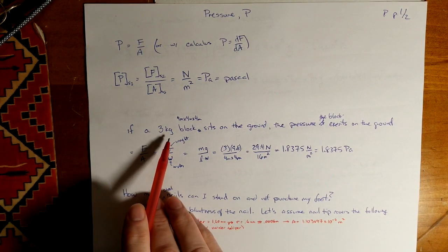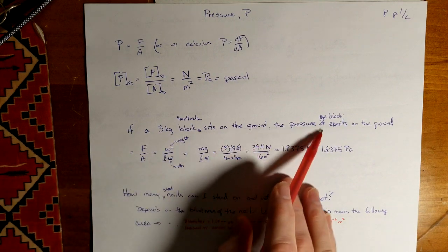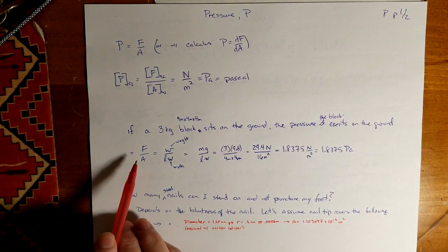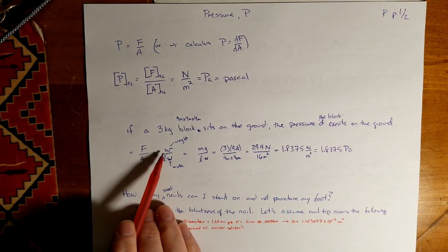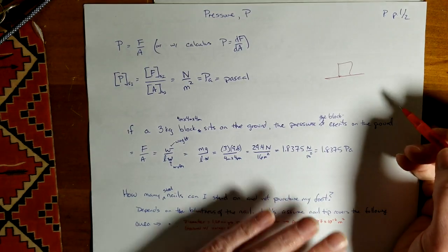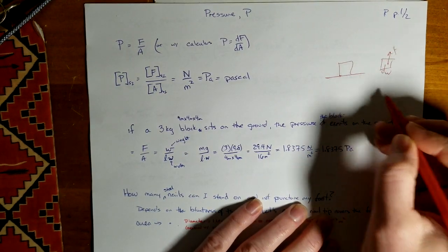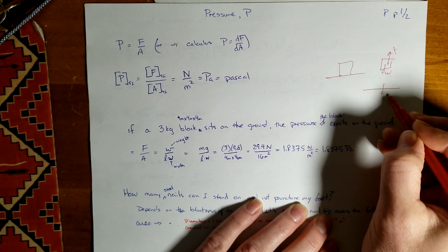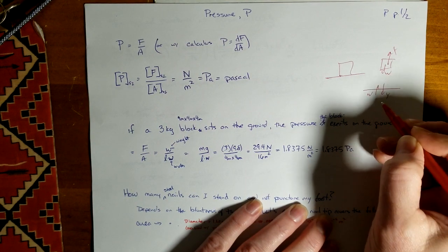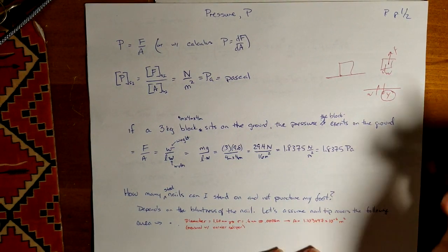So if I put a 3 kilogram block, we'll make it 4 meter by 4 meter by 4 meter, sitting on the ground, the pressure the block exerts on the ground, well, the force that it exerts on the ground would be a normal force. So if I imagine a force diagram here and I have a block sitting on it, I have weight acting down on the block and I have normal force acting up, and then I have normal force acting down and weight acting up. This is the force right here that is exerting pressure on the ground.